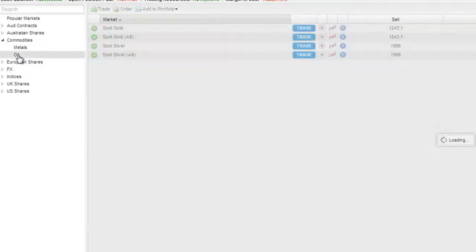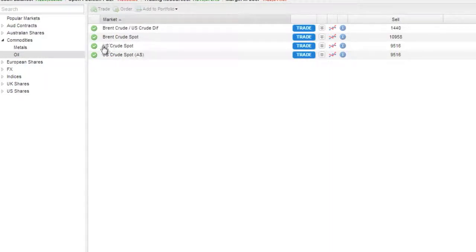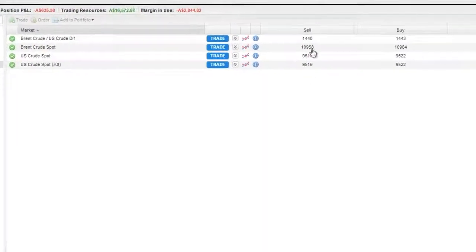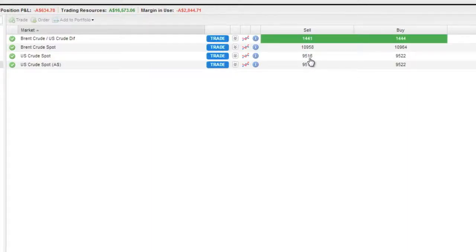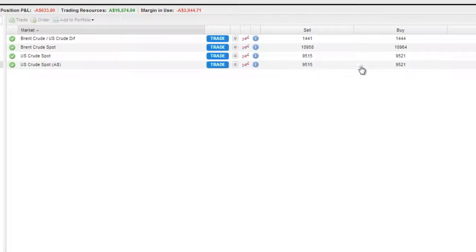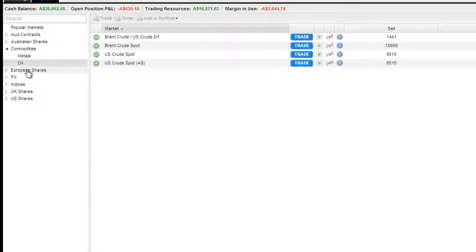Okay, let's have a look at oil. We've got Brent crude, the spot, and US crude spot. The buy and sell here on crude is the sell 109.58, the buy at 109.64. US crude is the cash market on crude. That's trading at 95.16 on the sell, just went to 15, and 95.21 on the buy. So we can trade Brent or US crude. We can also trade the differential between Brent and US crude. All right, let's keep moving.